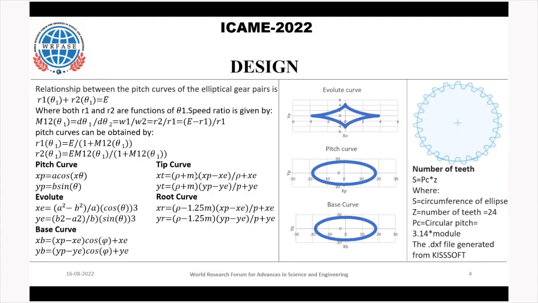Then, the semi-minor axis of the ellipse was adjusted to get an integer number of teeth using Kirchhoff's software. So, in this way, an elliptical pinion with a semi-minor axis of 16.2 and semi-major axis of 18.2 with 24 teeth was generated.